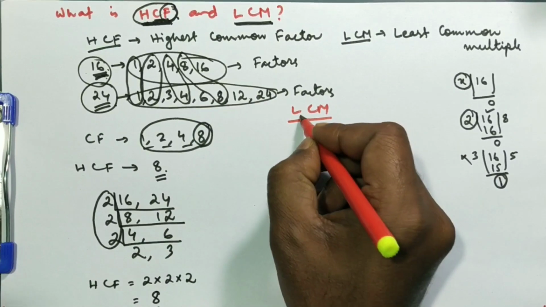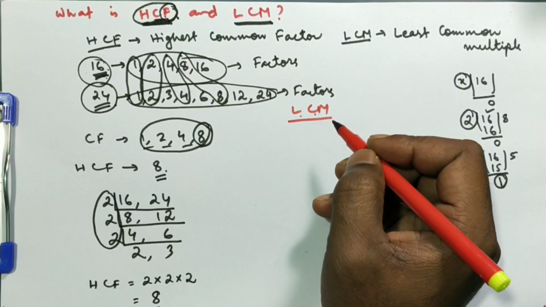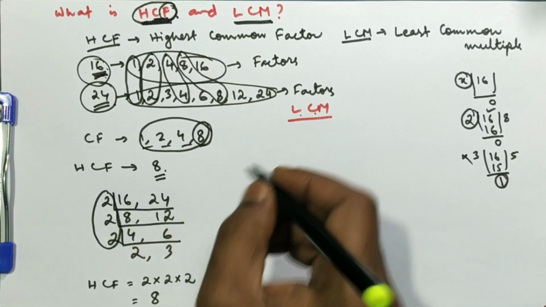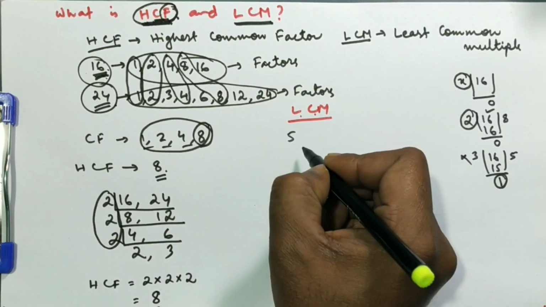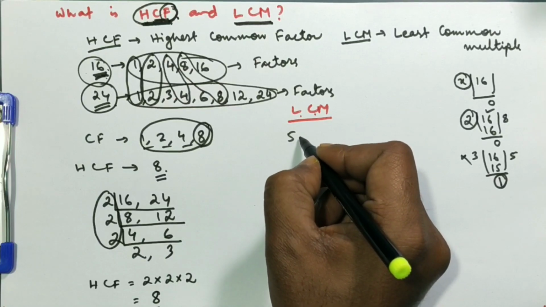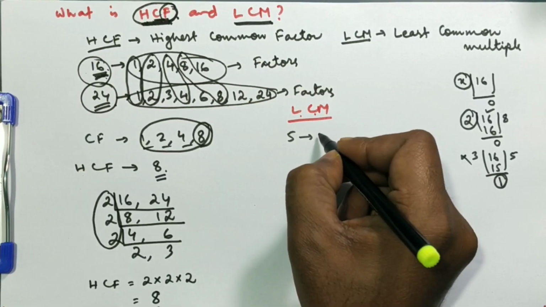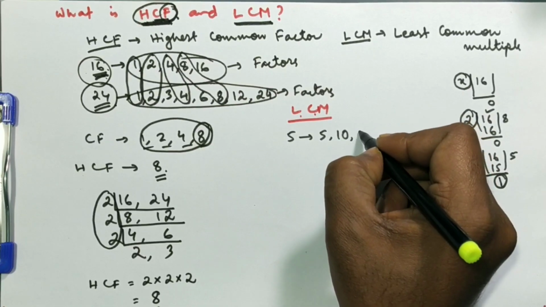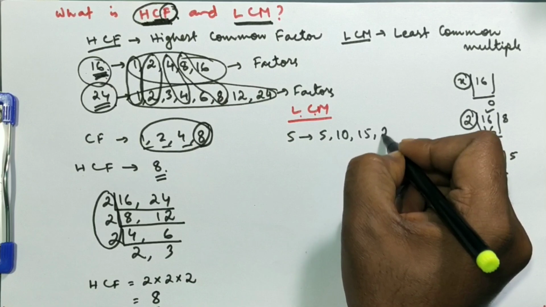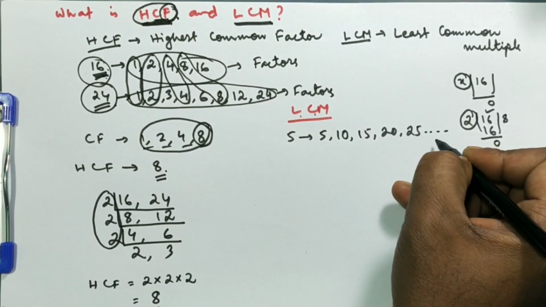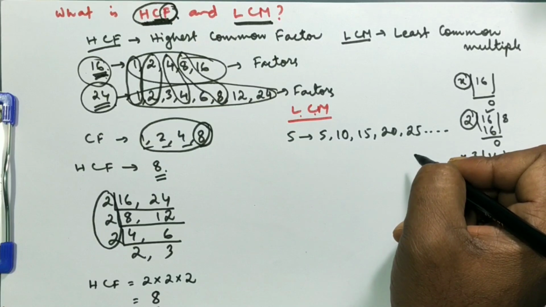it is the least common multiple. Whenever we talk about multiples, suppose we have 5. So what does multiple mean? It's the multiples of 5. Like 5 ones are 5, 5 twos are 10, 5 threes are 15, 5 fours are 20, 5 fives are 25. So there are so many multiples of 5.